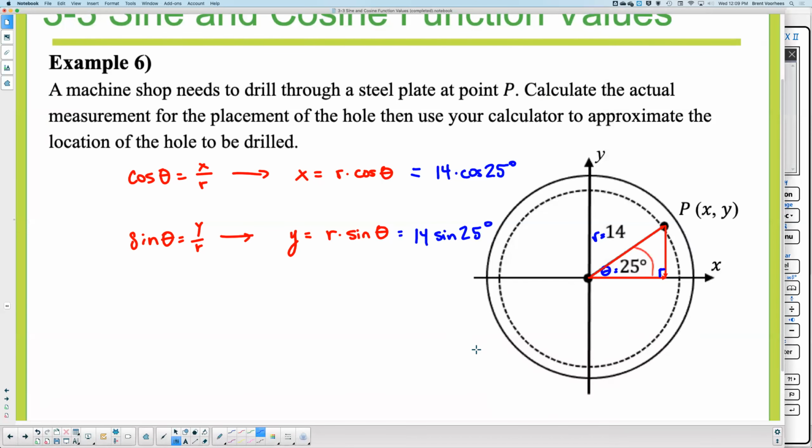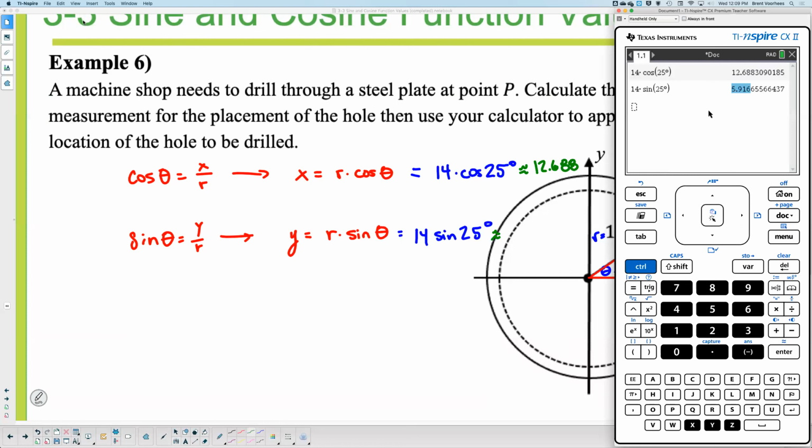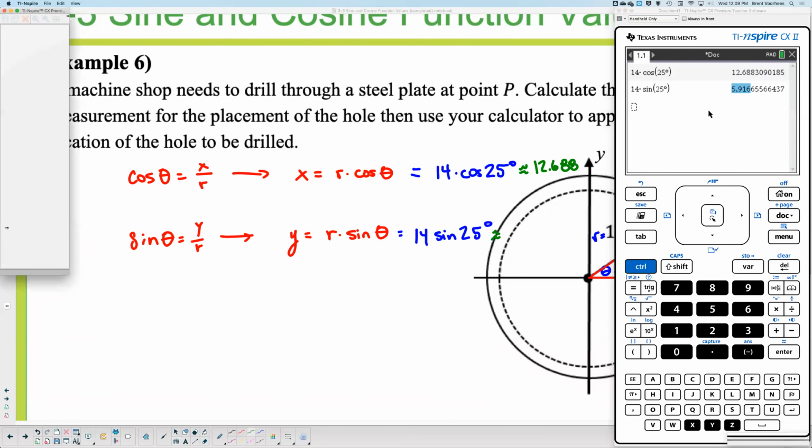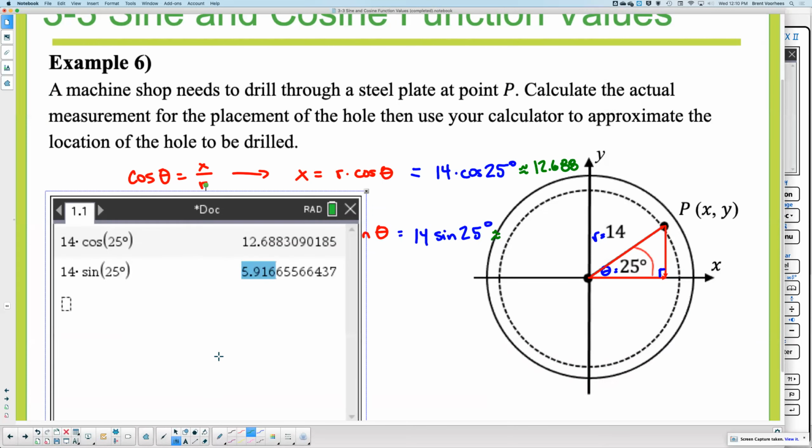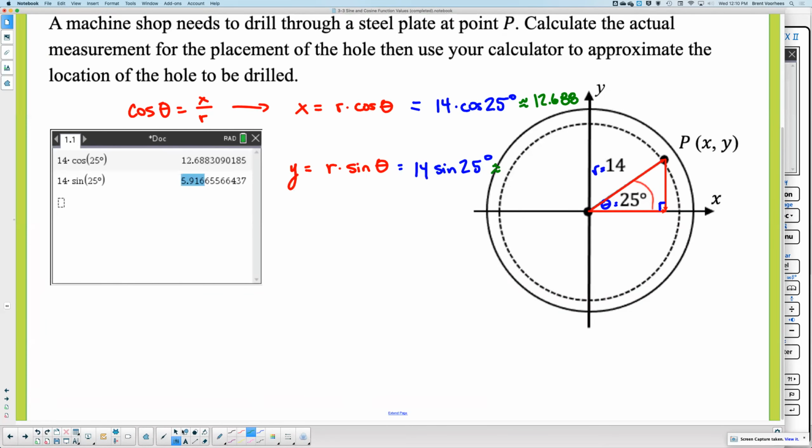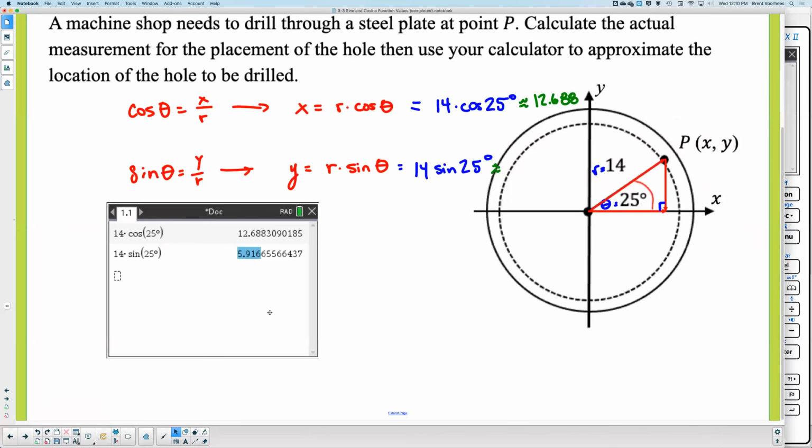So 12.688 is what I'm going to say. 12.688 is my x. And my y value is approximately 5.917. Let me just add these calculations in right here so I don't have to keep going back and forth. That would be easier. So this is approximately 5.917, and that would be a point. I'll put them in parentheses like this, 12.688, comma, 5.917. And that would be my answer there.